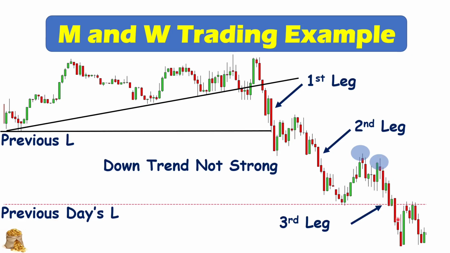And then in the end, it goes down for the third leg. However, the thing is that this previous low is a very strong support. So for the third leg down, the probability won't be that high. So you should be cautious when you take the third leg down with the double top here.